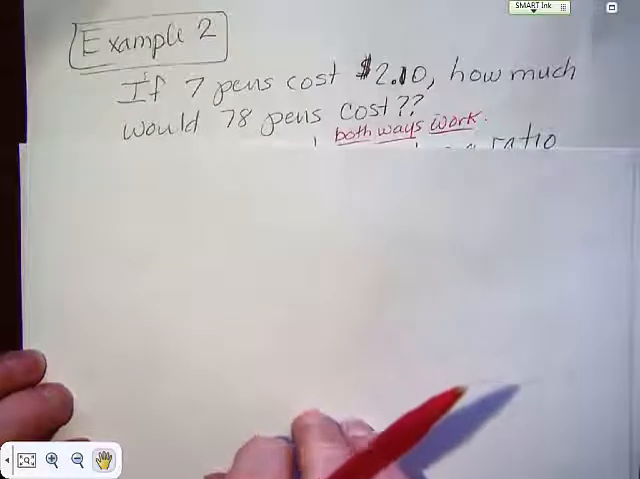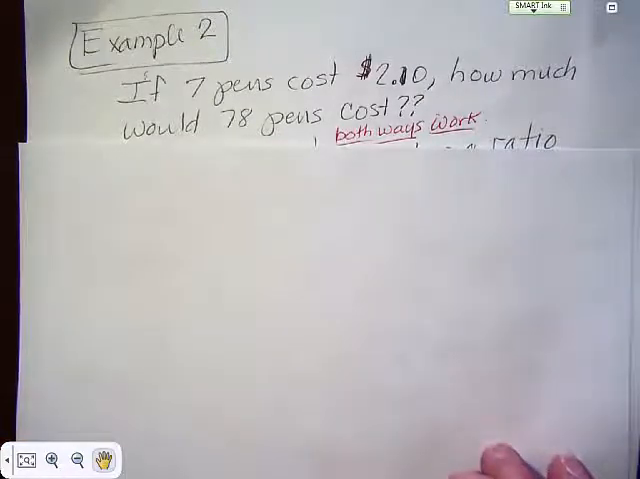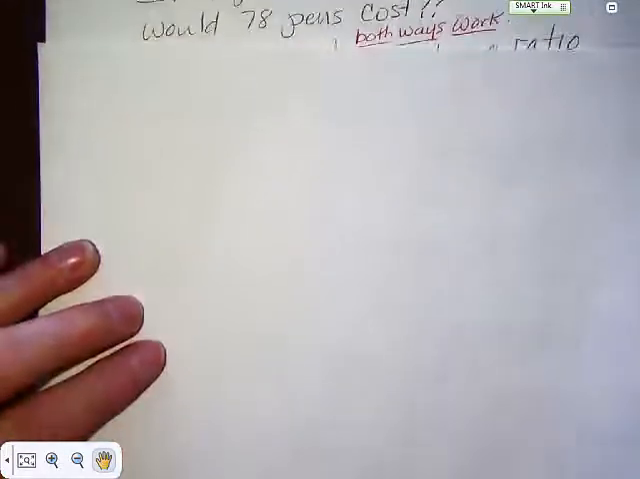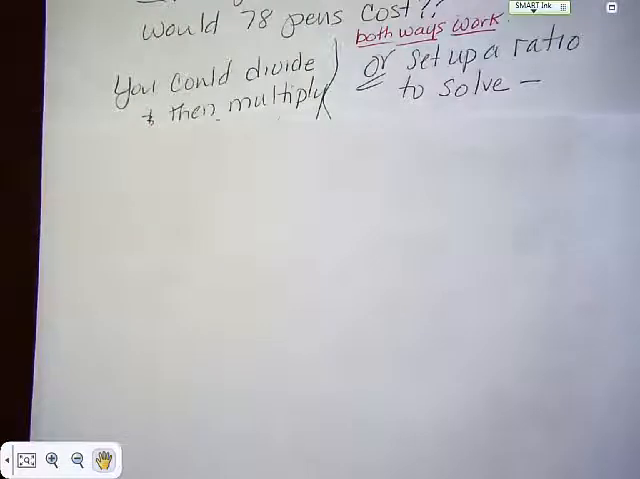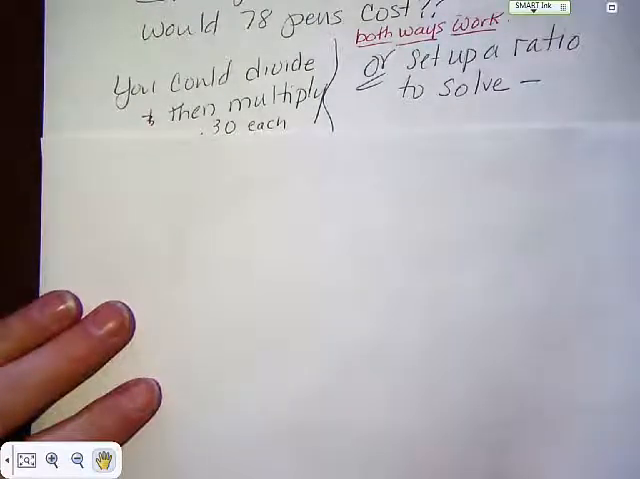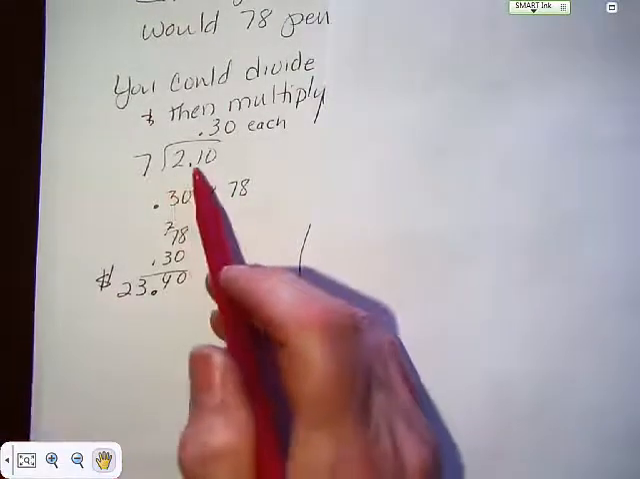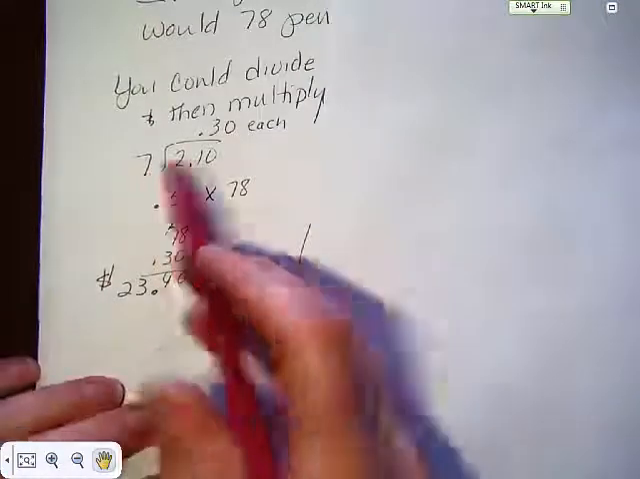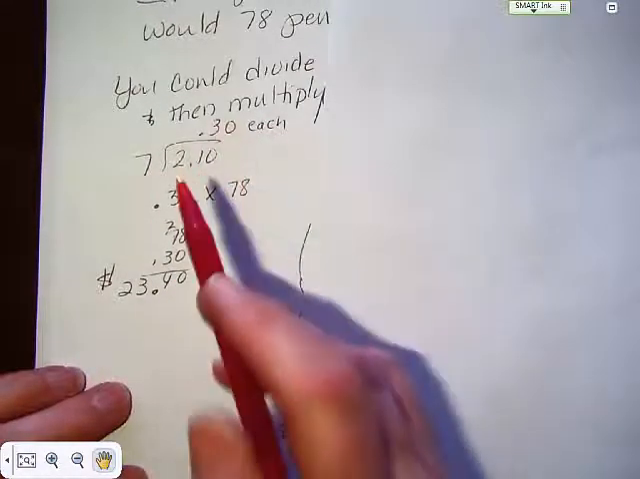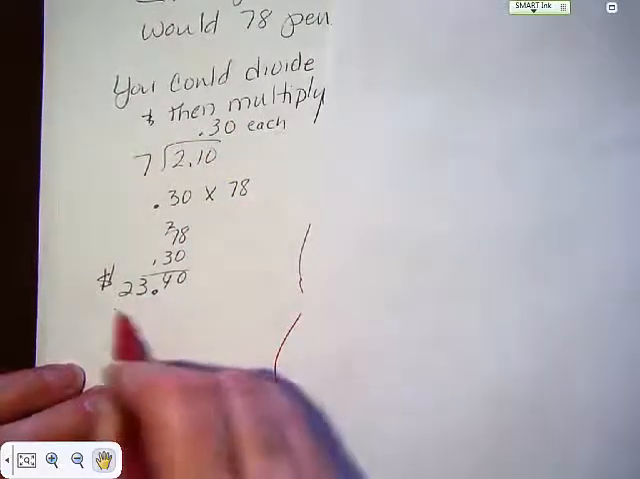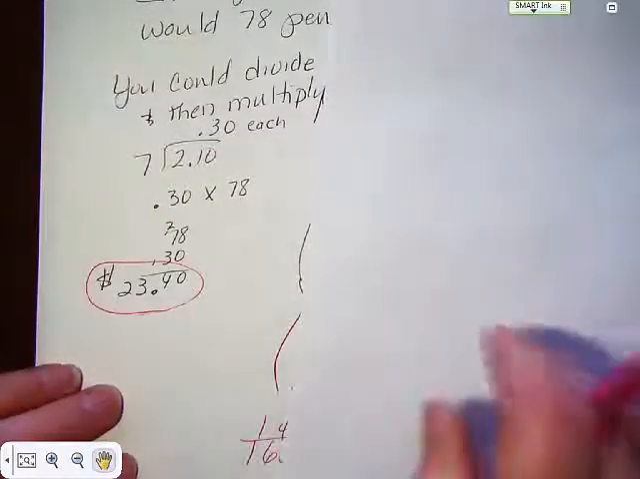if we go shopping and 7 pens cost $2.10, how much would 78 pens cost? Wow, that's a big jump. Both ways work. You could divide and then multiply. If you did that, you would take $2.10 and divide it by 7, and you would find that each pen is 30 cents. Take 30 times 78, which is the number of pens, and you would get $23.40. That would be your answer. That's one way to do it.